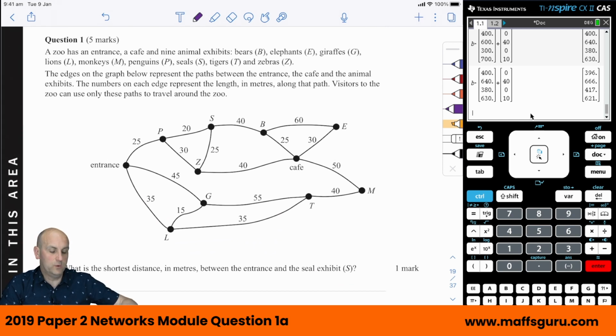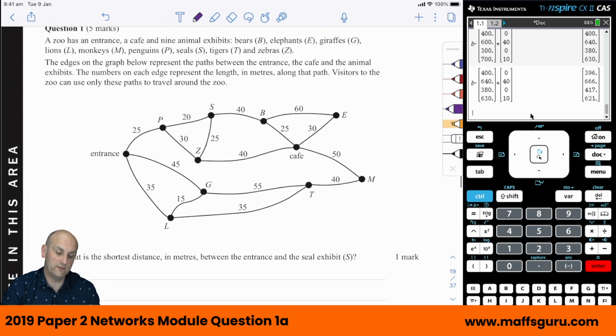Okay, moving on to networks now. A zoo has an entrance, a cafe, and 9 animal exhibits. Yep, the edges on the graph represent the path between the entrance, the cafe, and the animal exhibits. The number on each edge represents the length in meters along that path. Visitors in the zoo can only use these paths to travel around the zoo.